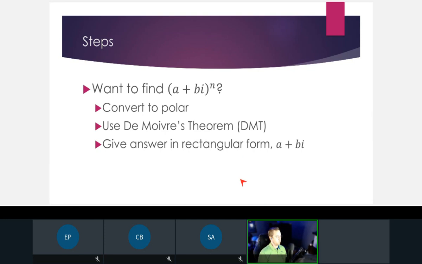So again, convert to polar. Use the DMT for short, because I can't pronounce it as well as Chloe. And give your answer in complex format. This is rectangular complex number format.